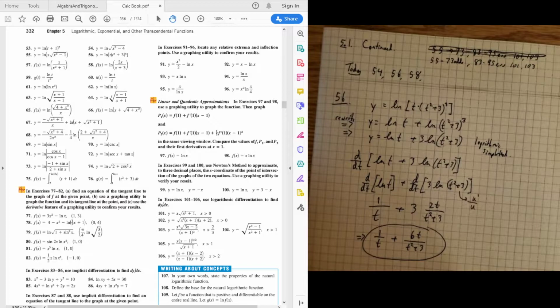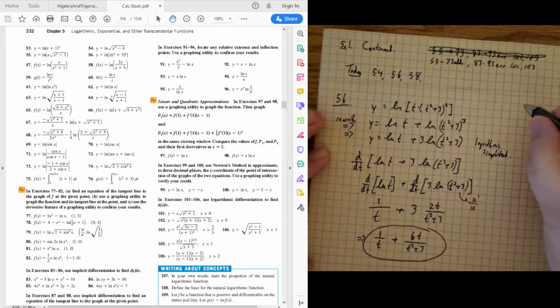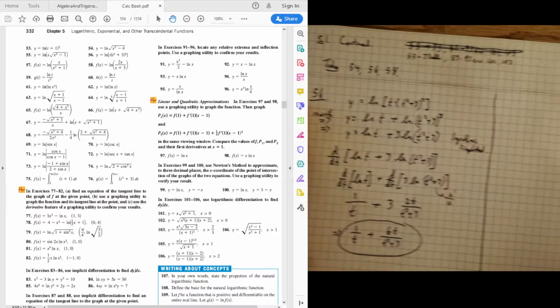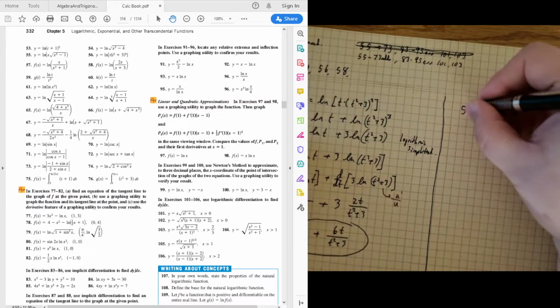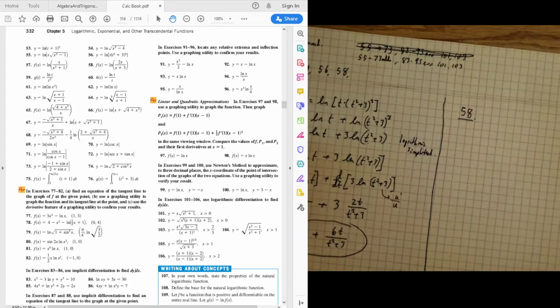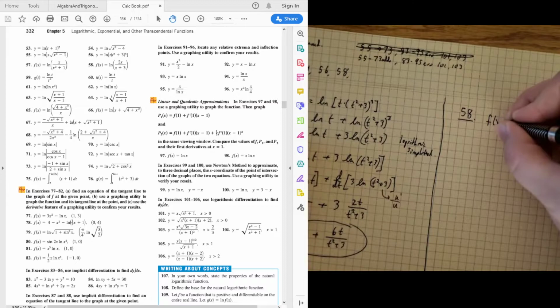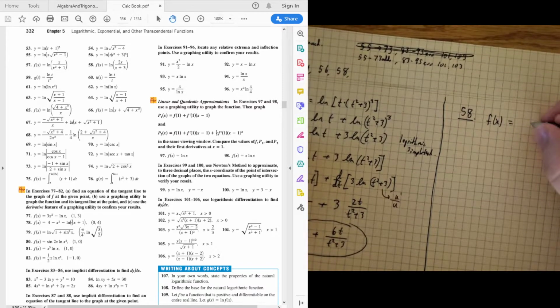So that's number 56. Same basic concept as the previous ones, using logarithmic rules to rewrite the function into a significantly better form, and then use that to get to a solution. Okay. Now let's look at 58. Okay, on 58, we have f of x is equal to the natural log of 2x over x plus 3.